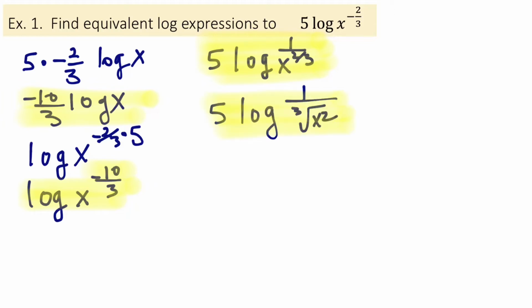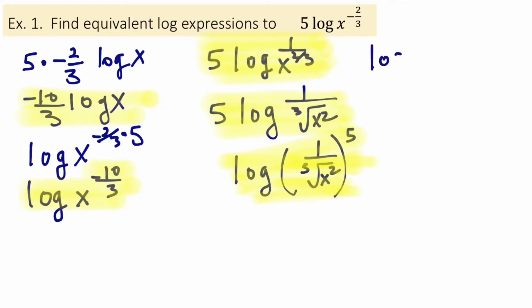And then while we're at it, we could take that 5 and put it back up at the top again on this form. So we'd have log of 1 over the cube root of x squared raised to the 5th power. Or we could go off of this one here and put that 5 back on top again, so we could call that log of 1 over x to the 10/3 on the bottom this time.